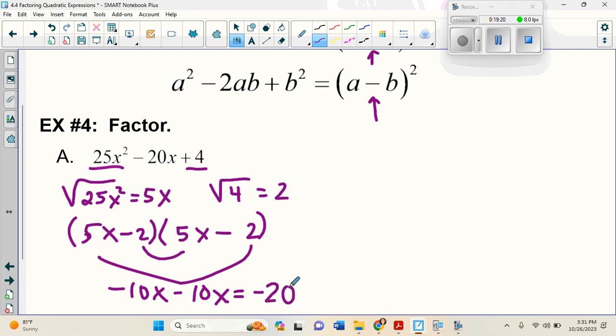Okay, you don't have to do that step. This is just verifying that that's true. Your answer is 5x minus 2 quantity squared.